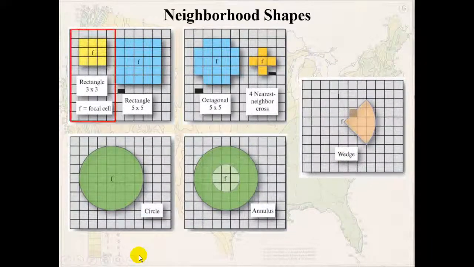You can have different shaped neighborhoods. The most common one is a rectangle. Sometimes people use circles and sometimes they use an annulus. It all depends upon what you're interested in doing in terms of the analysis question you're trying to answer. And you can even make a custom neighborhood if you want. But the standard default neighborhood is going to be a rectangle, 3 cells by 3 cells.